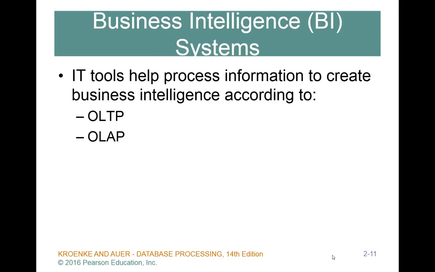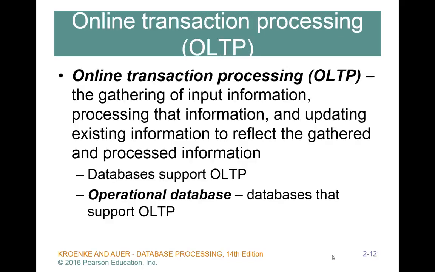Typically, business intelligence systems are going to be broken down into two information processes that create this knowledge. I think the book talks about OLTP and OLAP, covered on page 37. OLTP is online transaction processing. This is the process of gathering the input information, processing that information, and updating existing information to reflect the new information that's been processed. Most operational or internal databases support OLTP, or most database management systems.